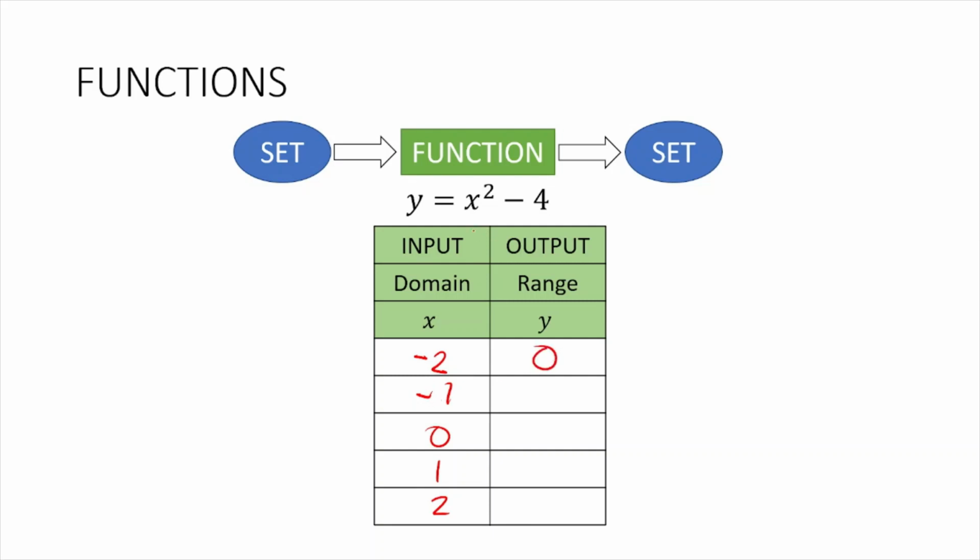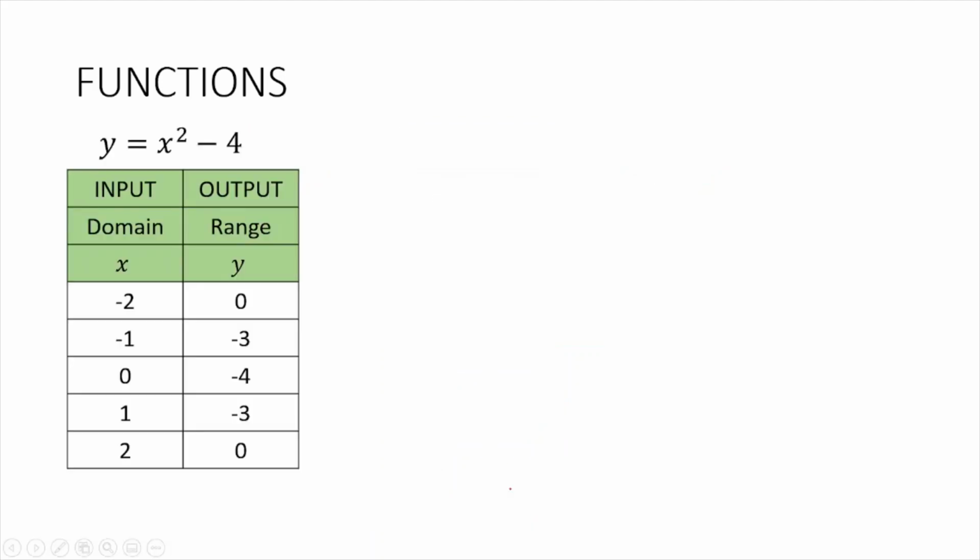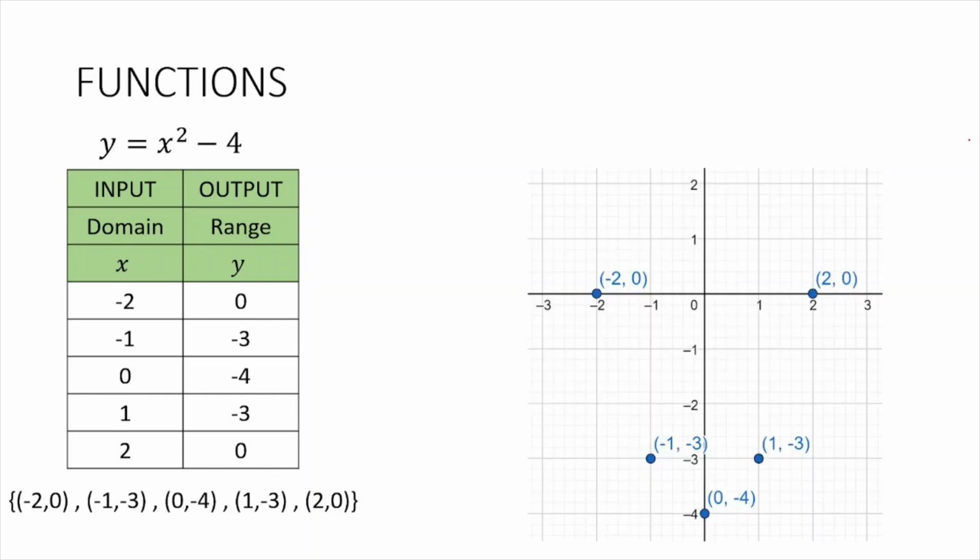Then plug in -1, so -1 squared, that's +1. 1 minus 4, that's -3. And then if x is 0, then y is -4, right? And then if x is 1, then we have here 1 minus 4, that's -3. And then if x is 2, then 2 squared, that's 4. So 4 minus 4 is 0. Okay? And then from this, ordered pairs will be generated. Okay? And then we can plot them and make a graph.